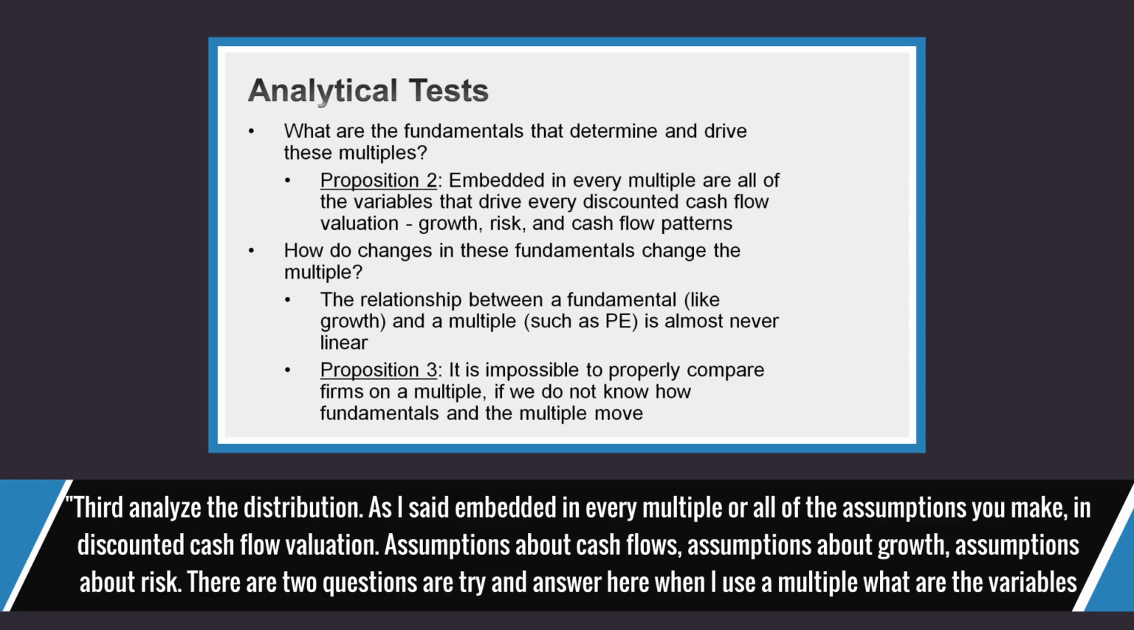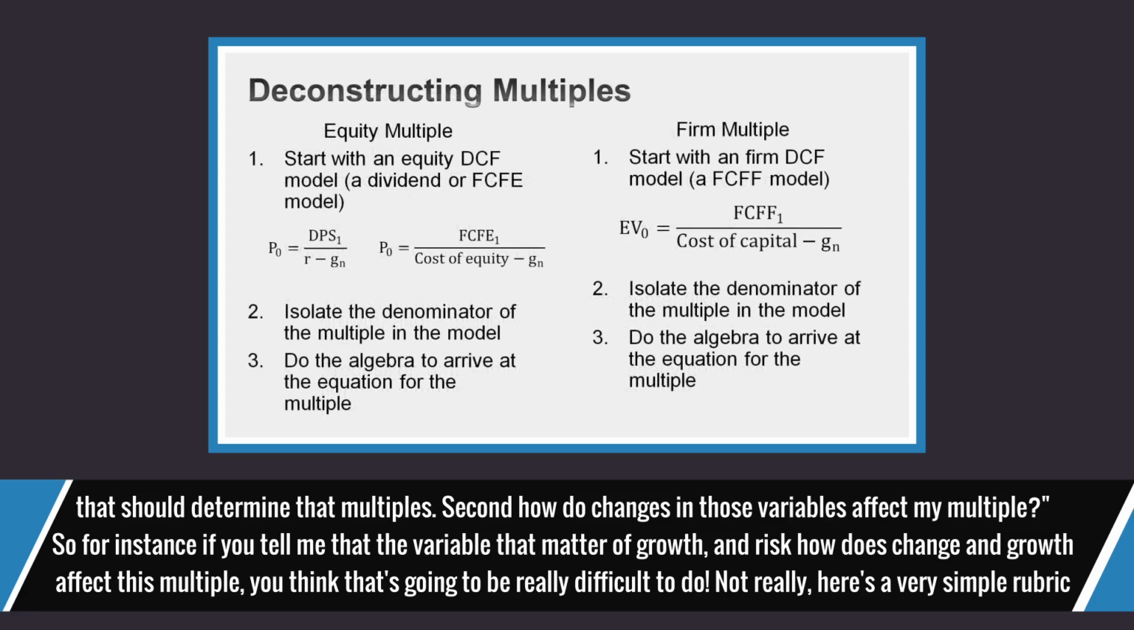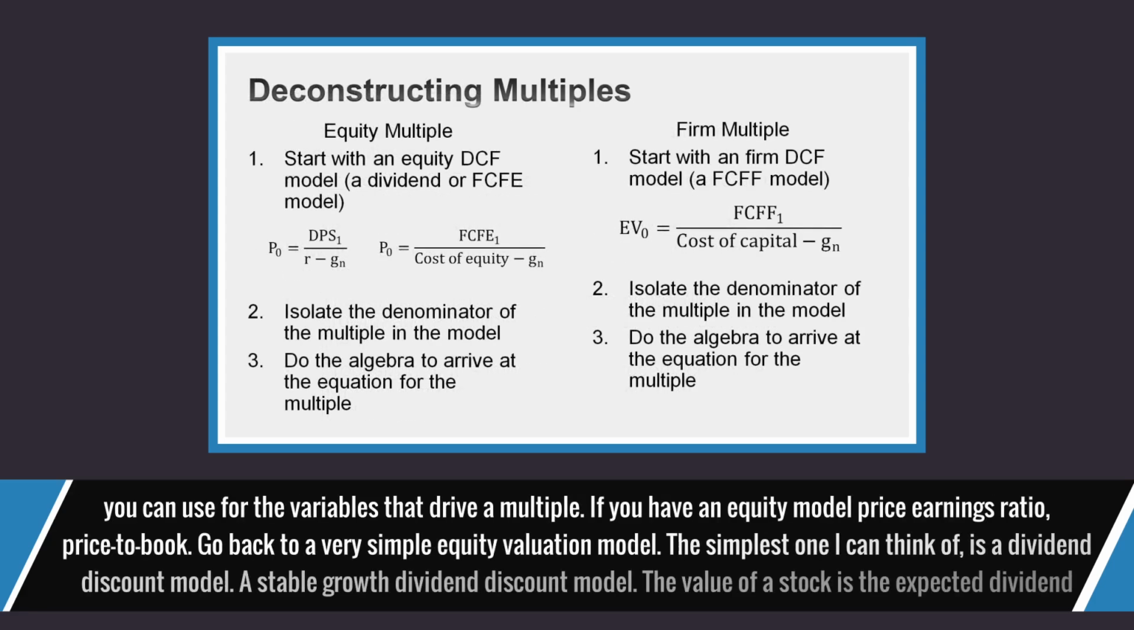So there are 2 questions you're trying to answer here. When I use a multiple, what are the variables that should determine that multiple? Second, how do changes in those variables affect my multiple? So for instance, if you tell me that the variables that matter are growth and risk, how does change in growth affect this multiple? You think that's going to be really difficult to do. Not really. Here's a very simple rubric you can use for finding out the variables that drive a multiple.